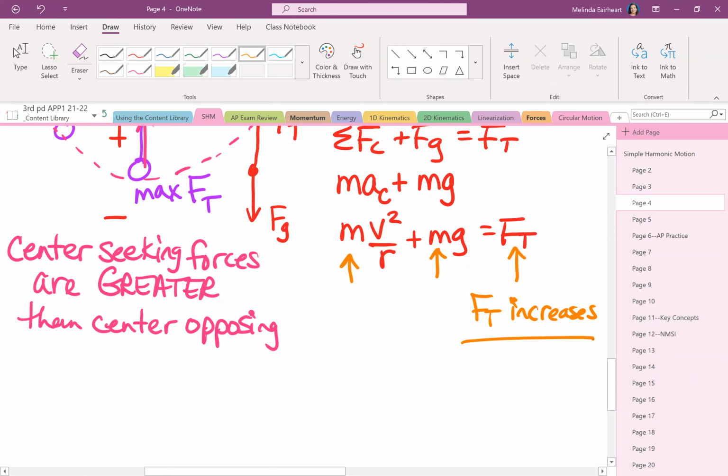Okay. And if we factored out mass, you could actually state that tension and mass have a direct relationship. Okay.